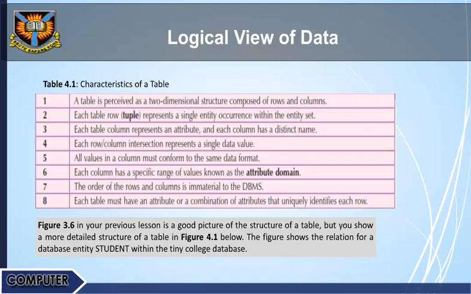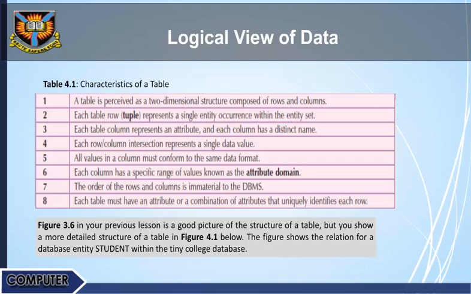1. A table is perceived as a two-dimensional structure composed of rows and columns. 2. Each table row (tuple) represents a single entity occurrence within the entity set. 3. Each table column represents an attribute and each column has a distinct name. 4. Each row-column intersection represents a single data value.